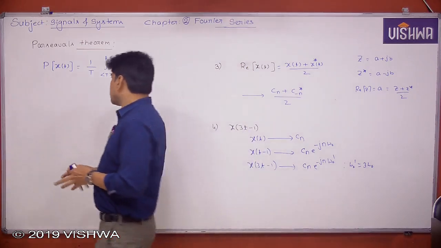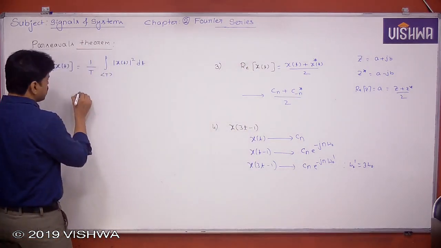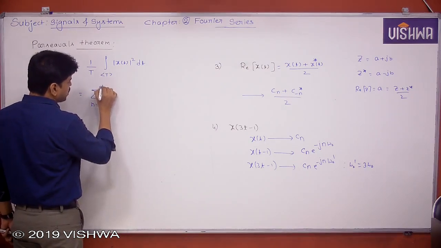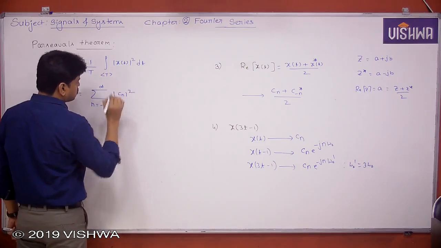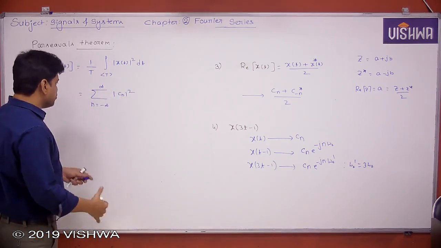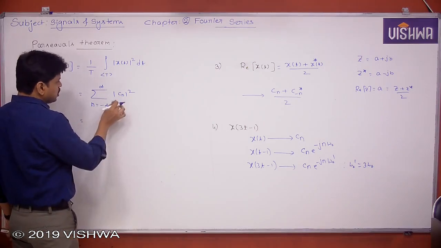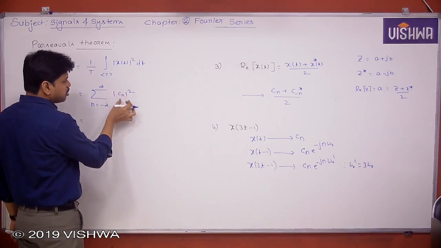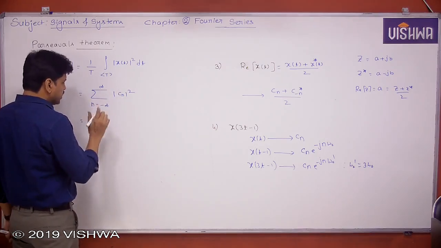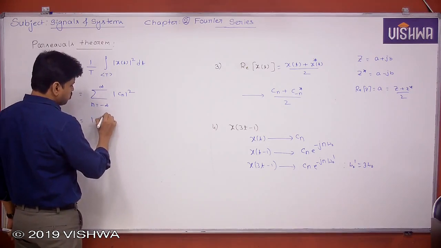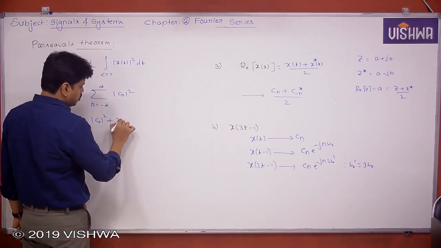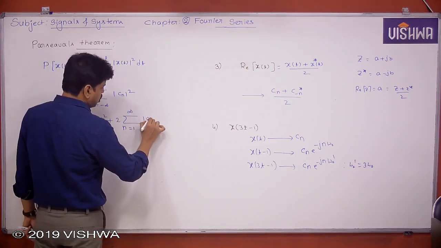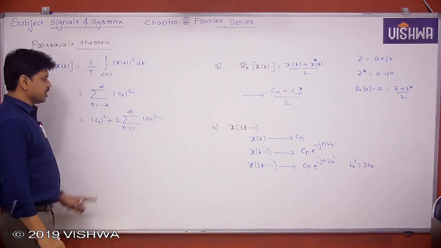How? Parseval's theorem says that the power is equal to the summation from n equals minus infinity to infinity of mod Cn square. This can be expanded like this also. From minus infinity to infinity, everything is going to repeat. Why? Mod Cn and mod C minus n are both the same. Only mod C naught exists just one time, plus 2 into the summation from n equals 1 to infinity of mod Cn square. So this is the way we can directly write the formula.